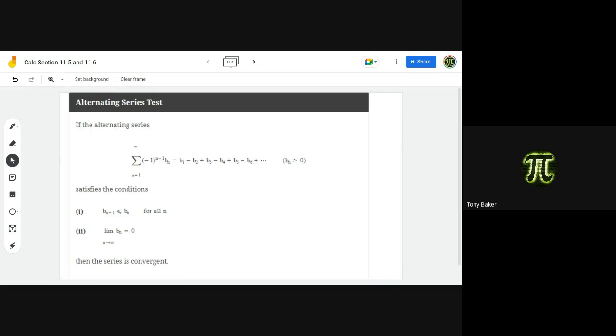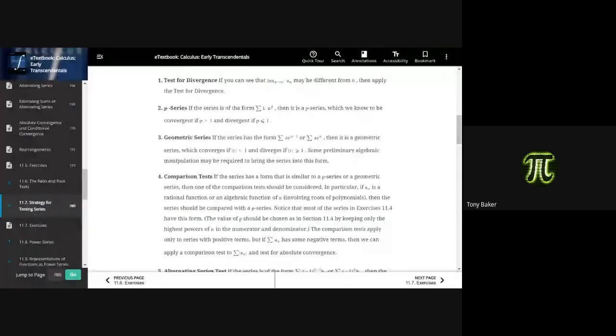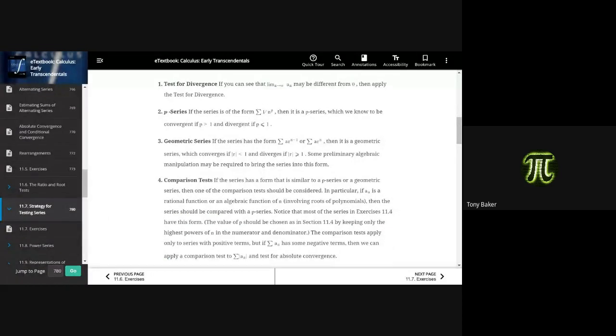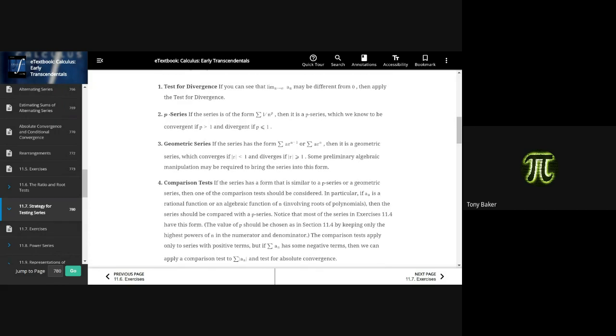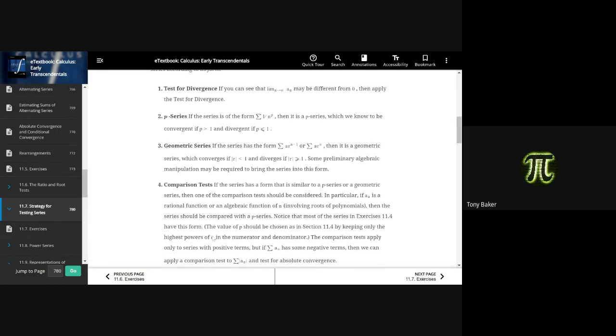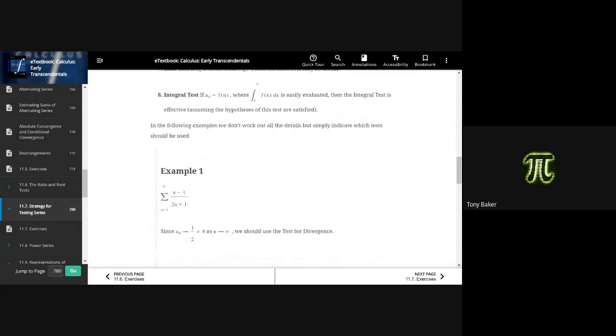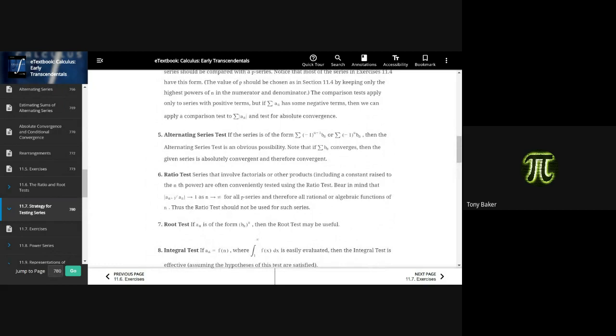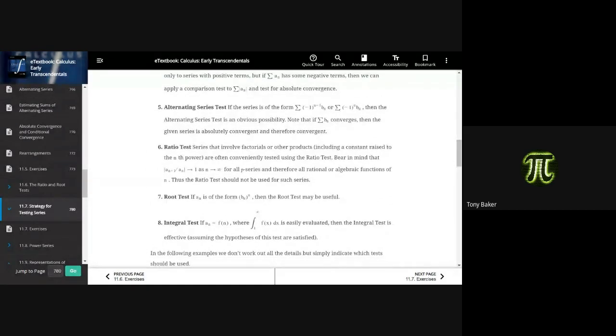Okay, so what we've done so far, I'm actually going to share this. Let's see here. So we've done so far the test for divergence, the p-series, geometric series, and the comparison test. As you can see, those are basically the first four things you're going to look at when you're doing convergence and divergence. We also covered the integral test, which is the 8th one. Tonight, we're going to look at the alternating series test, ratio test, and the root test, the other three.